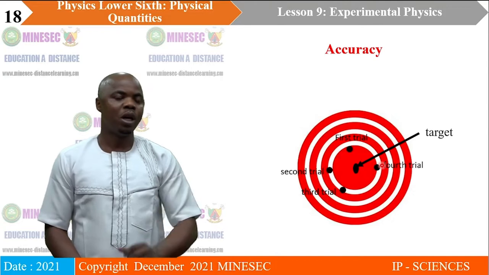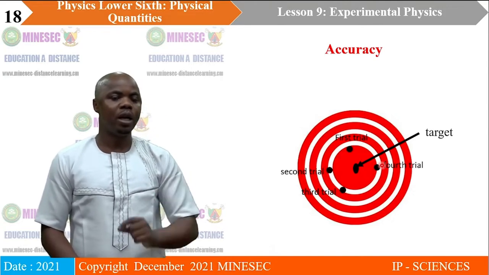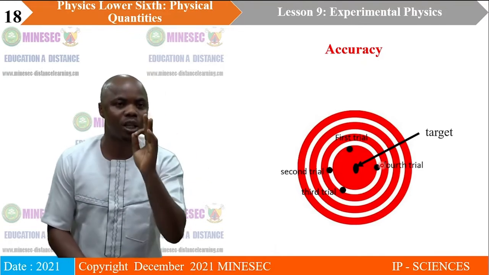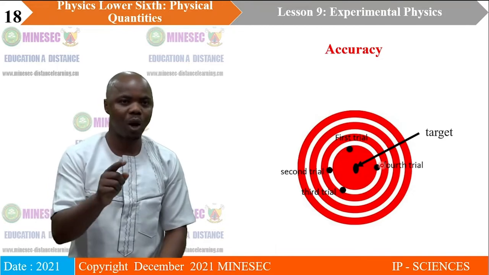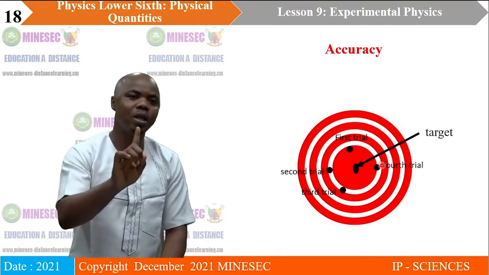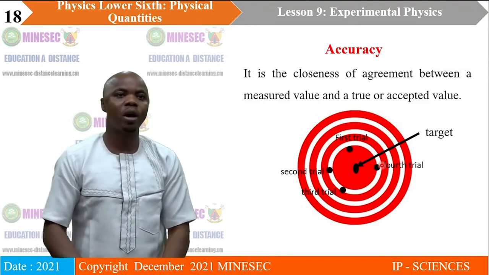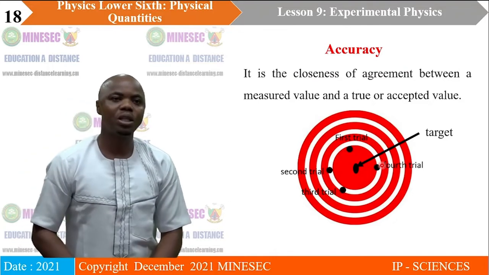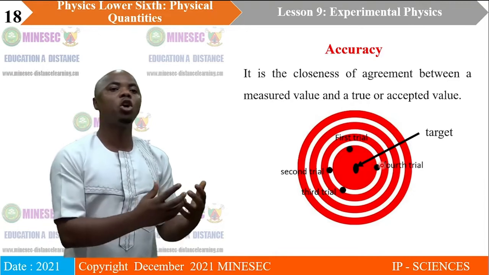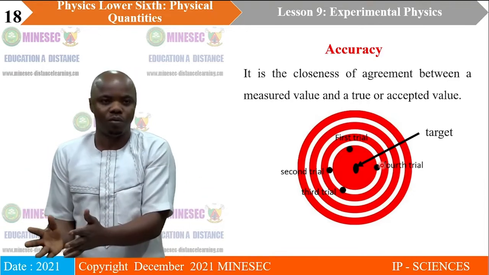What is it? Even though this person misses the target 4 times, he is very accurate with a particular position. The first white line. He's hitting that first white line all the time. So this person is accurate, even though he did not touch the target. So how do we define accuracy? Accuracy is the closeness of an agreement between a measured value and an already accepted value.